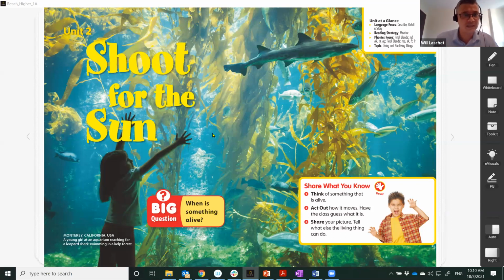Someone put something interesting in there. Maria says it can't move, but it can grow. Okay. That's perfect. So the kelp can grow. Okay. How about the shark? Can the shark grow? And can the little girl grow?